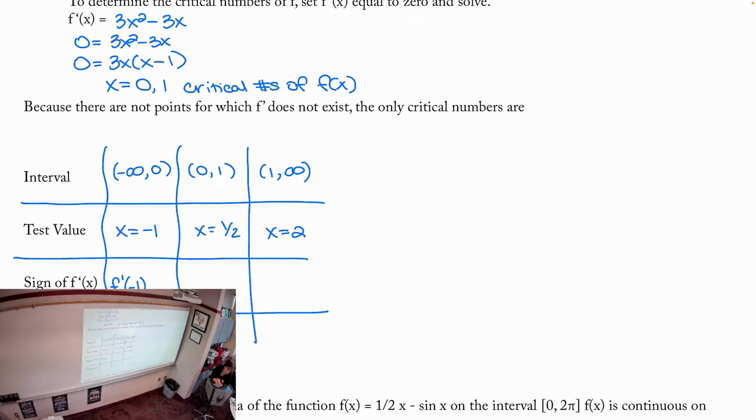So I would probably look at my factored form. When I plug negative 1 into 3x, I get negative 3. And when I plug negative 1 into x minus 1, I also get a negative value. Two negatives multiplied together give me a positive, so this is greater than 0. When I plug in a half, I get a positive times a negative.